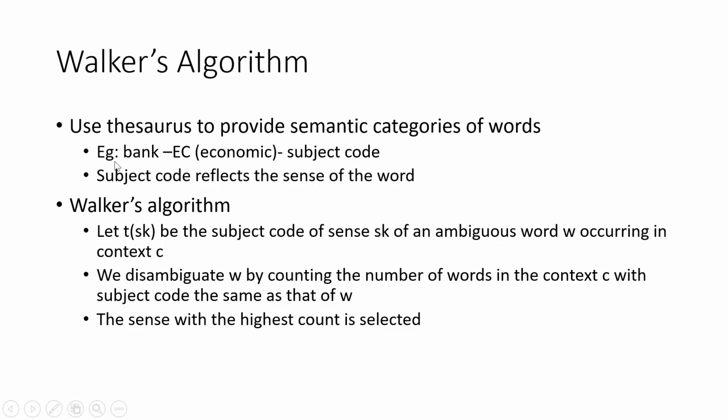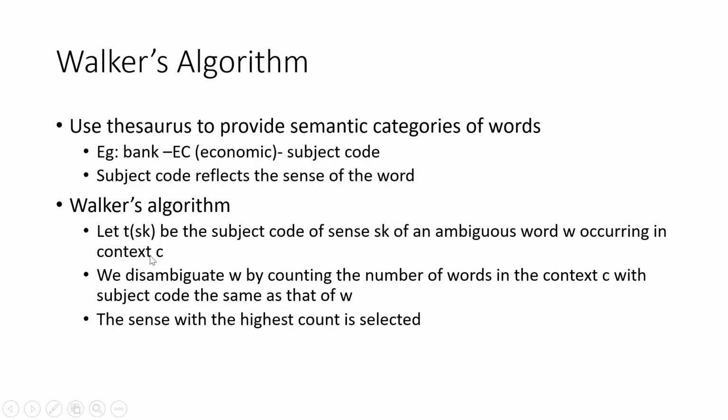Say, for example, if you're talking about bank, we know bank is a running example which we have been using. So, bank can be an economic or a financial institution, or it can be the river bank. So, in the thesaurus, we are including the semantic category, economic, which is represented using a subject code of EC. Okay. So for every word, you are using the semantic category or a subject code to denote the semantic category, and that is how Walker's algorithm works. That is, every word will have a semantic category associated with it.